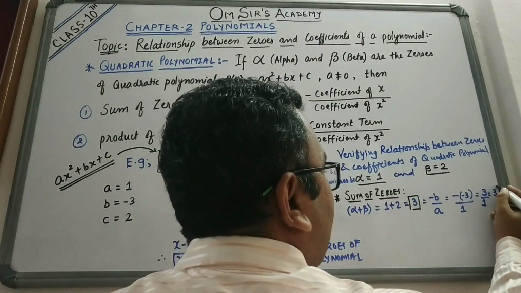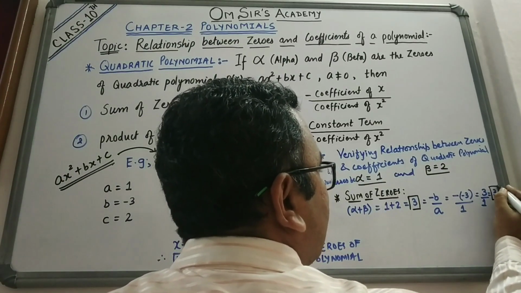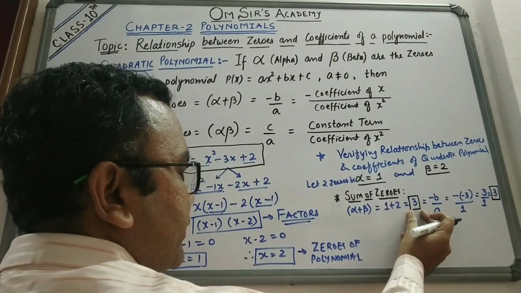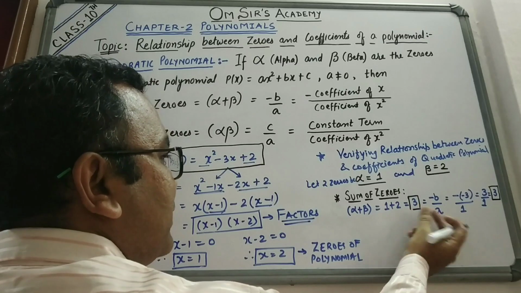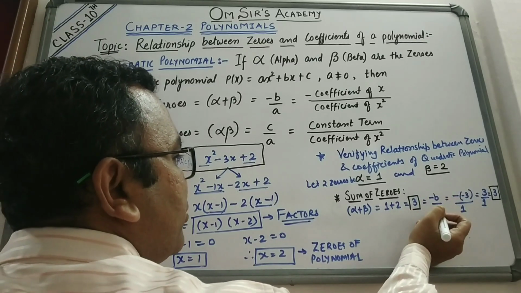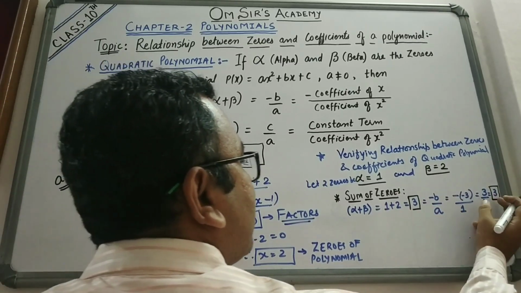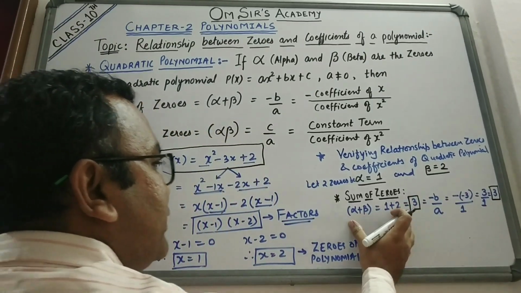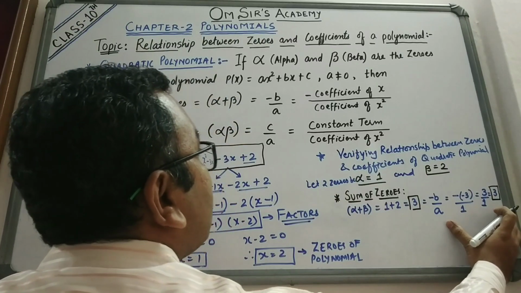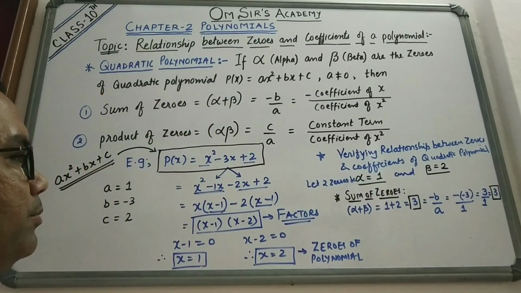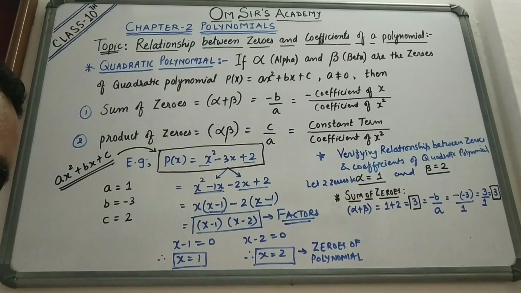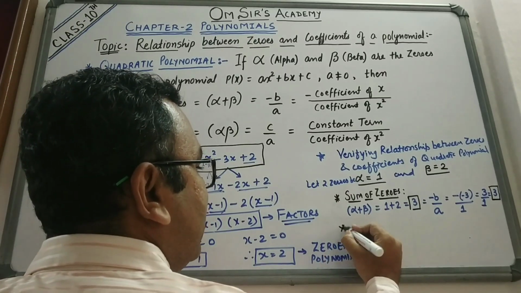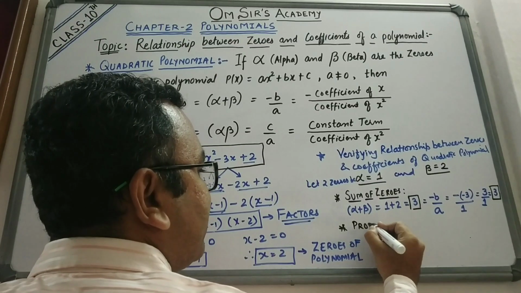So when I add these two zeros, alpha plus beta, I got the answer 3. Is it clear? And that should be equal to minus b upon a. So that is also equal to 3. So hence my relationship of zeros and coefficients is verified. This is in the case of sum of zeros. Now we are going to verify the relationship in case of product of zeros.